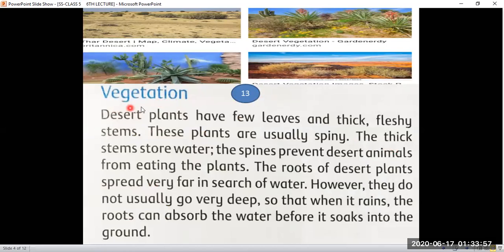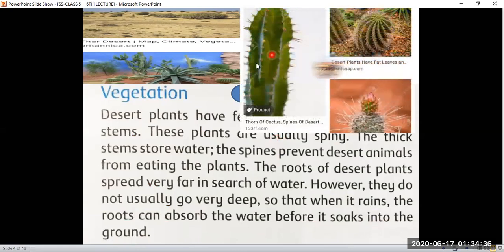I am reading vegetation. Desert plants have few leaves and thick, fleshy stems. These plants are usually spiny. The thick stems store water. The spines prevent desert animals from eating the plants. The roots of desert plants spread very far in search of water. However, they do not usually go very deep, so that when it rains, the roots can absorb the water before it sinks into the ground.